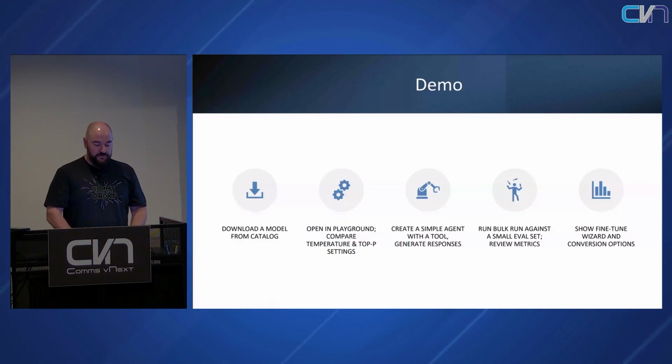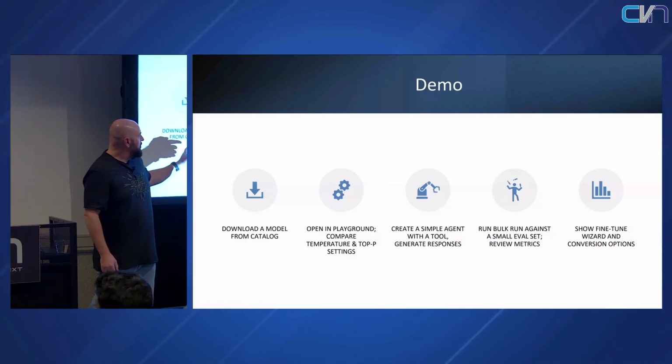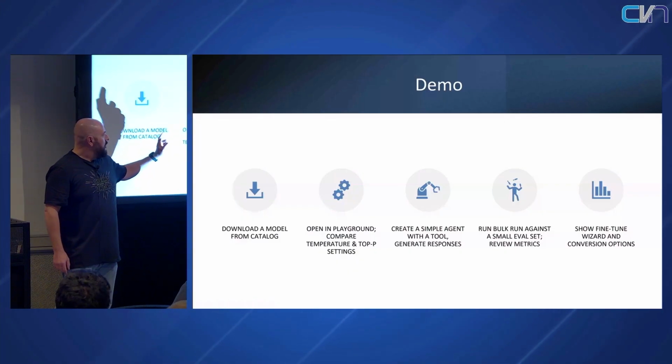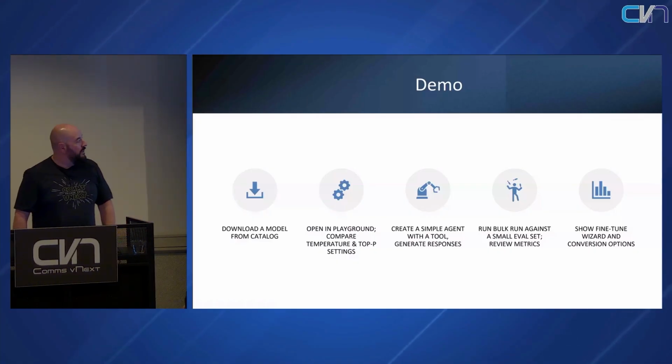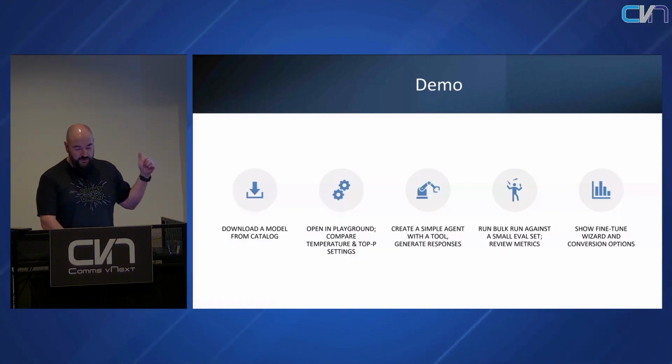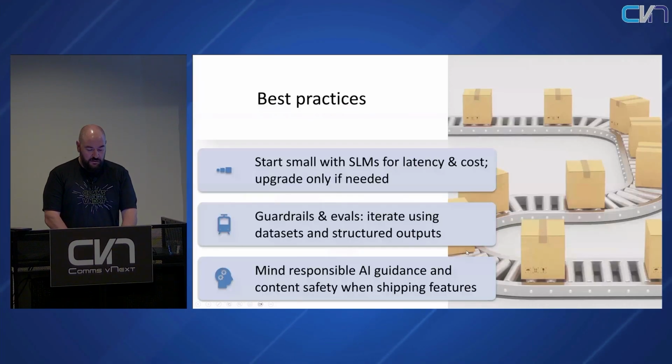Okay. So here's the demo we're going to do. We will do kind of like our initial steps that I was talking through. We'll download the model from the catalog. We'll start playing around in the playground. We'll see what kind of things we could do with the agent. And then hopefully we'll get all the way to a bulk run or a small eval set. We'll see how that goes. See if it behaves.